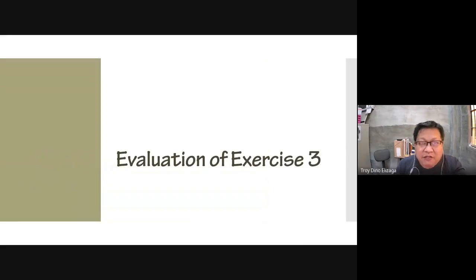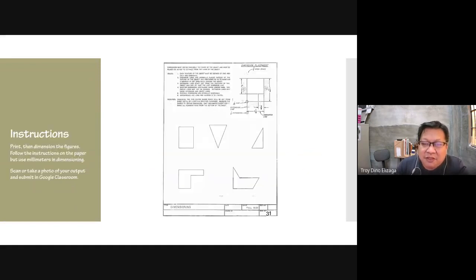I'm supposed to give an evaluation of exercise 3, but unfortunately, I was not able to finish checking all the papers, and I'm not really prepared to show any example. So I'll just tell you what is expected in these exercises. In the first one, this is more of angular dimension, which actually I forgot to teach you about angles.